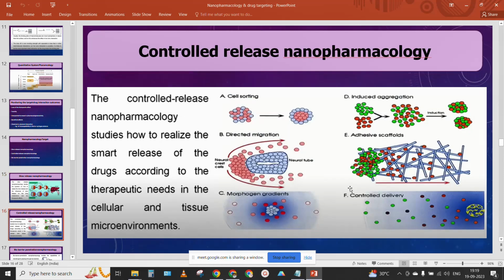Controlled release nanopharmacology studies how to realize the smart release of the drug according to the therapeutic needs in cellular and tissue microenvironments. It consists of cell sorting and direct migration. The mechanisms are morphogen gradients, induced aggregation, adhesive scaffolds, and controlled delivery of the drug molecules.